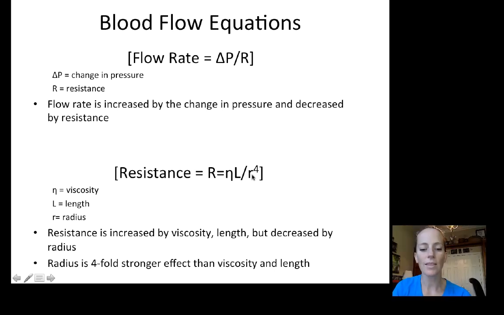And the radius, or how small the vessel is, affects resistance in an opposing way. So the smaller the vessel, or the less the radius, the bigger the resistance. In other words, the bigger the radius, or the wider the vessel, the smaller the resistance. And that's why, again, we divide by the radius here.